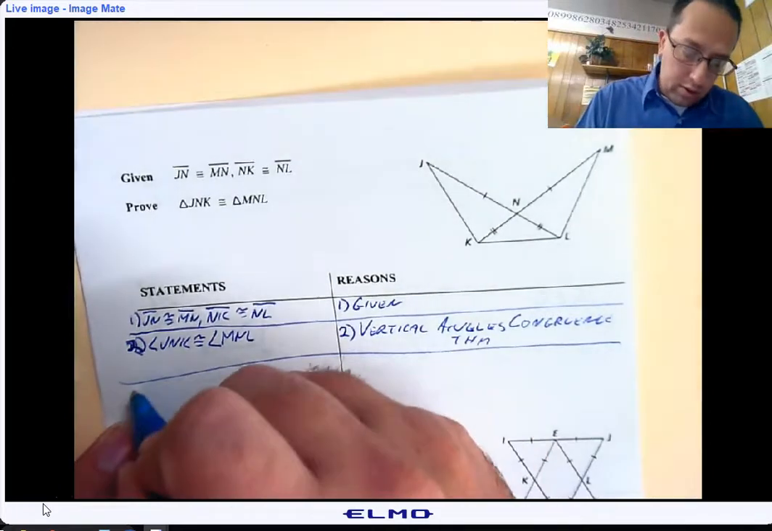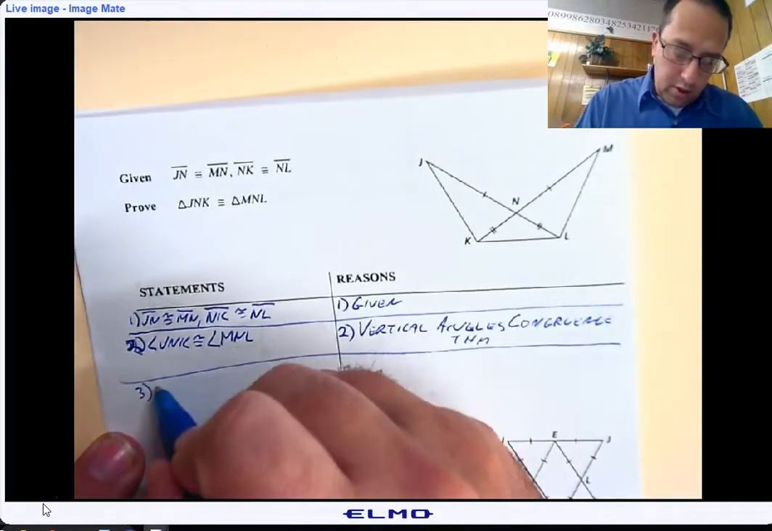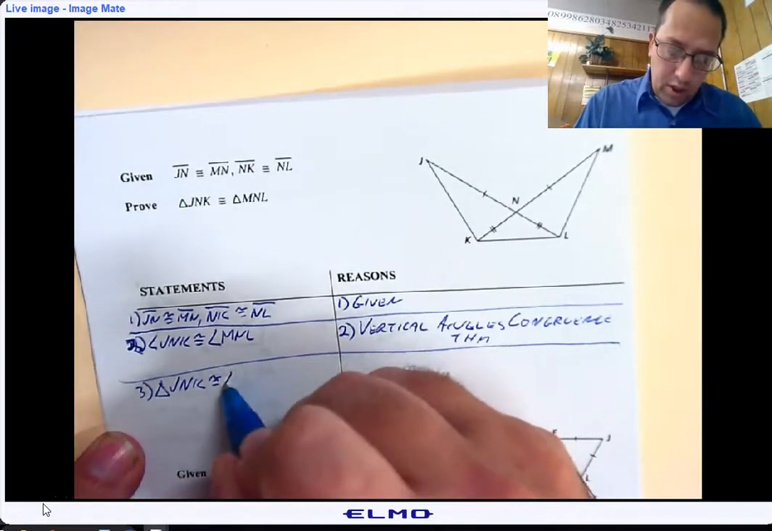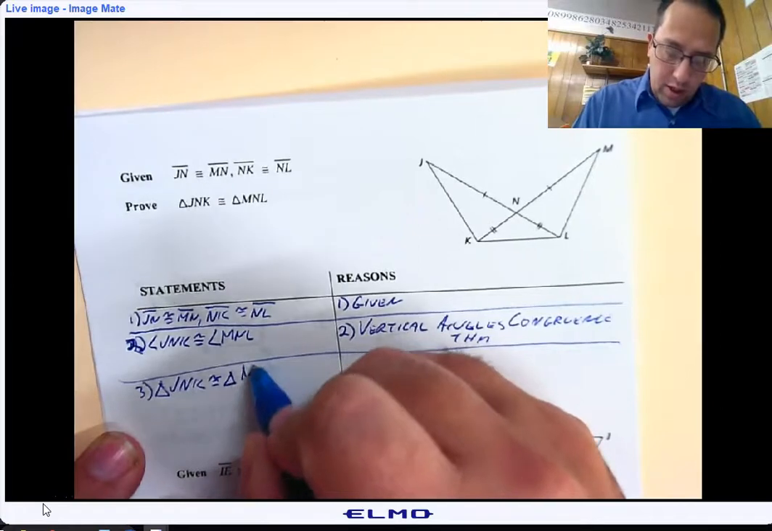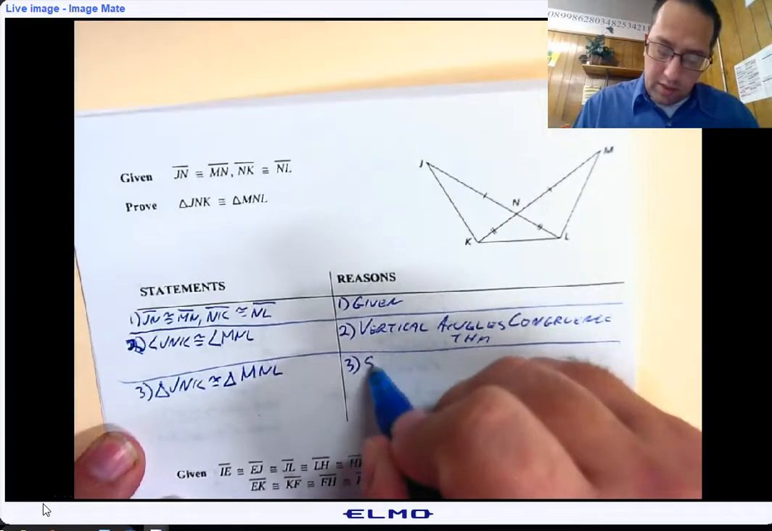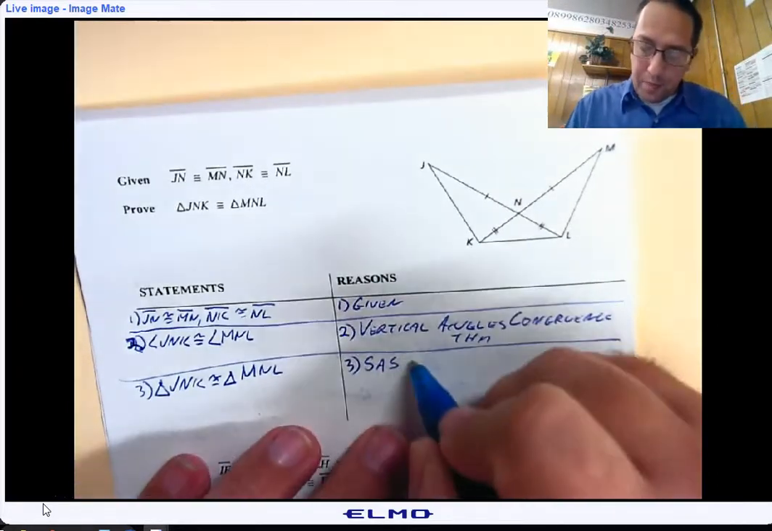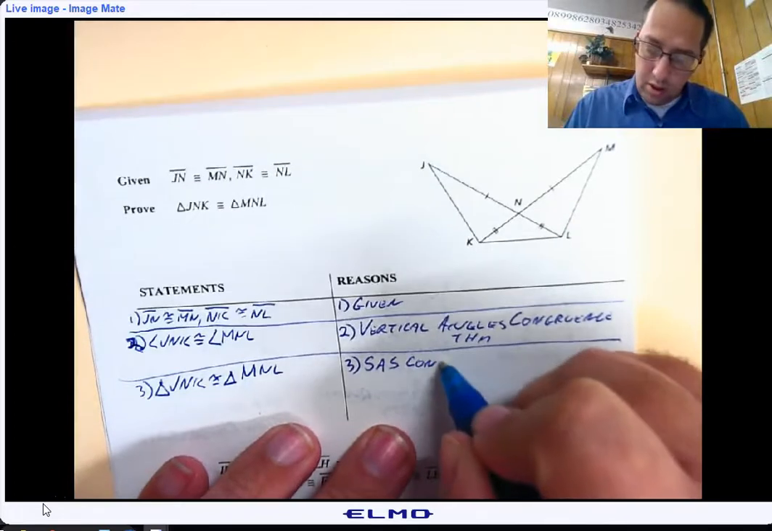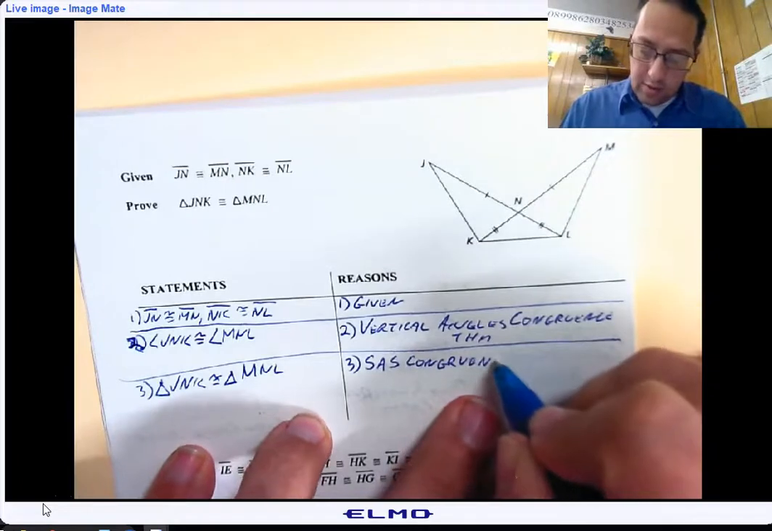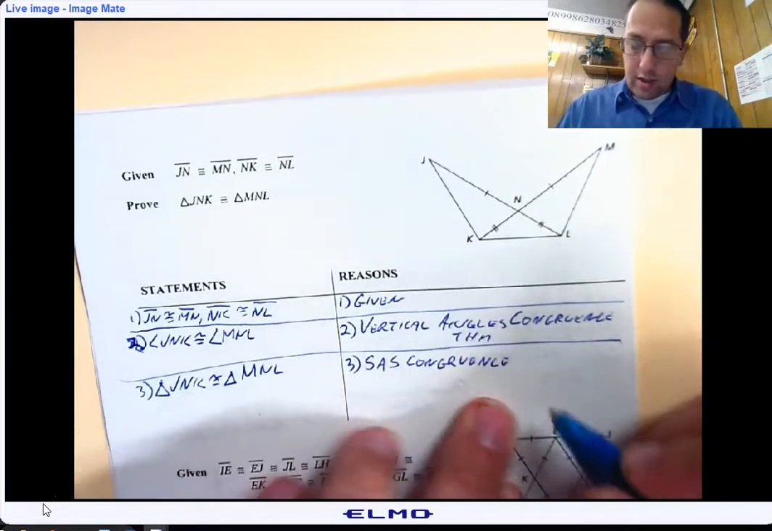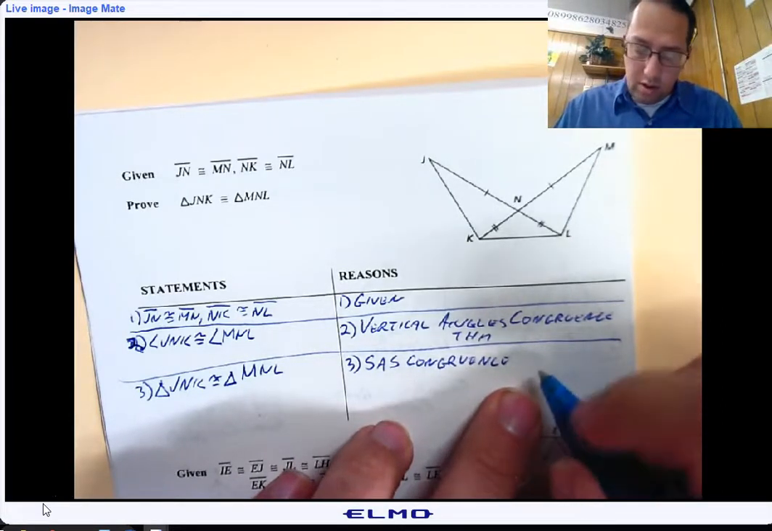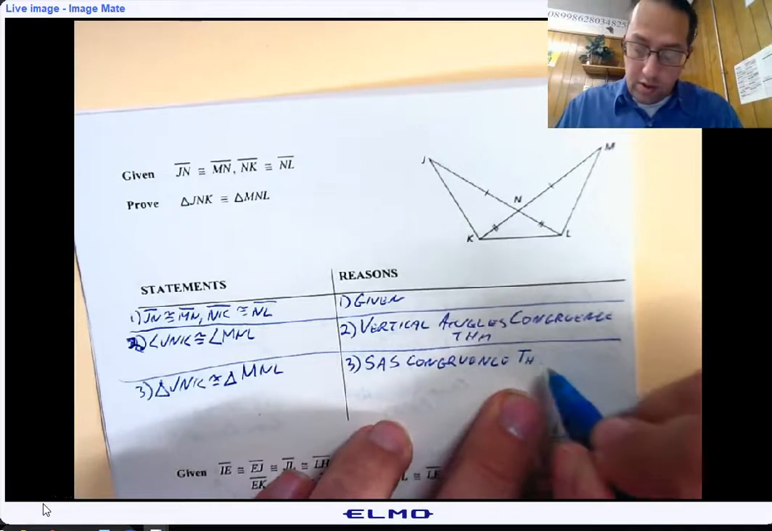So since we have a side, an angle, and then another side, we can say that these triangles are congruent. Final statement here: triangle JNK is congruent to triangle MNL. Why? Because of the side-angle-side congruence theorem. And you do need to say that this is the side-angle-side congruence theorem, not just SAS, because there are other theorems, so you have to specify that this is the congruence theorem, not some other theorem.